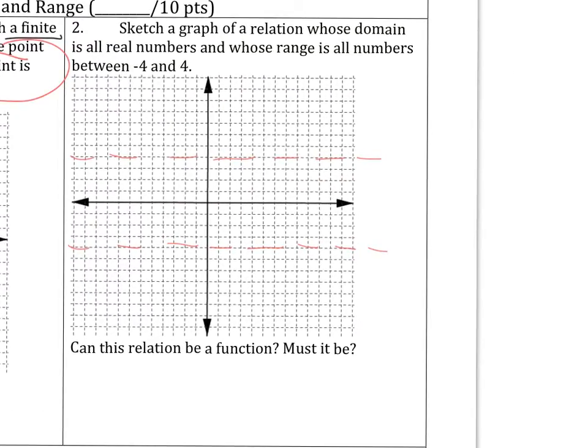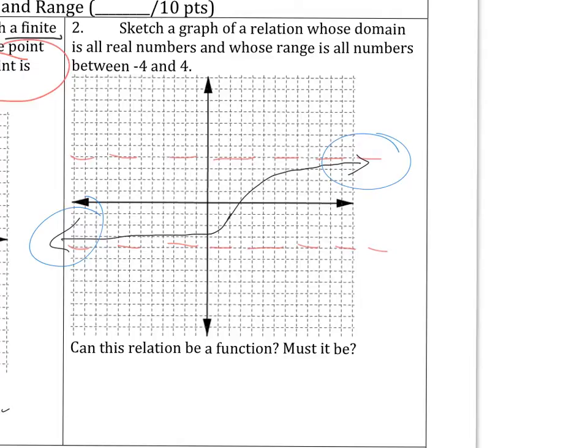Okay, so that means I have to stay between these. I cannot go outside of these. I've got to head towards the end, and I've got to go both off the x and off the y. This would be an example of a relation that fulfills both of these pieces of information. We're looking at a domain of all real numbers, so I'm going off both sides of the x-axis, and my range doesn't go above or below -4 or 4.